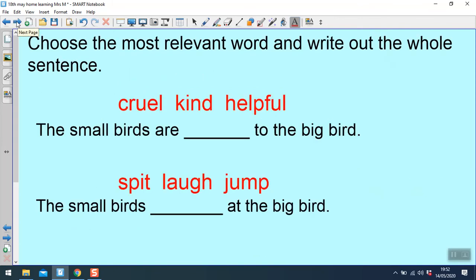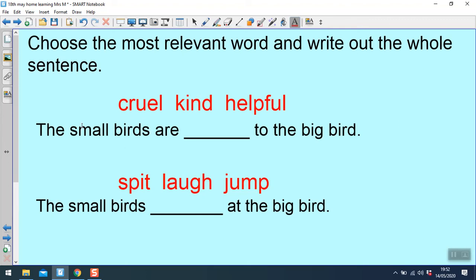Choose the most relevant word and write out the whole sentence. The small birds are cruel, kind, or helpful to the big bird. Pause the video while you write the whole sentence out and choose the most relevant, the most appropriate word in that sentence. Don't forget your capital letter and your full stop.